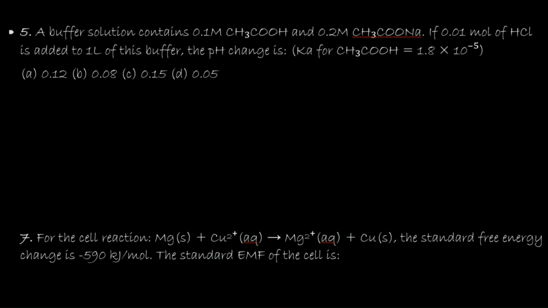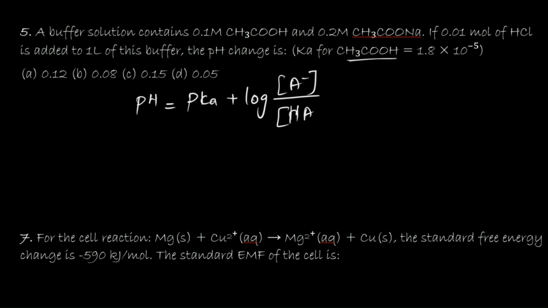Next question: a buffer solution contains 0.1 molar acetic acid and 0.2 molar sodium acetate. If 0.01 mole of HCl is added to 1 liter of this buffer, what would be the change in pH? The Ka value of acetic acid is given, 1.8 into 10 to the power minus 5. First we know the formula: the initial pH equals pKa plus log of salt concentration by acid concentration. Correct?